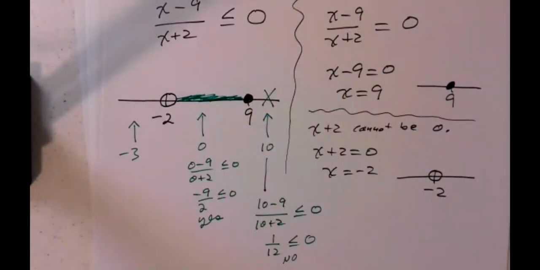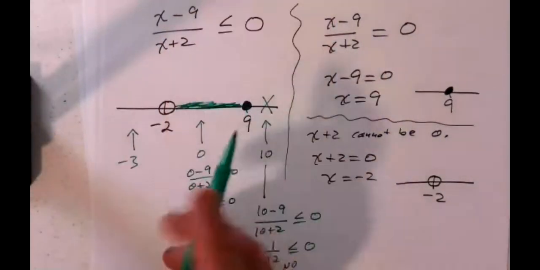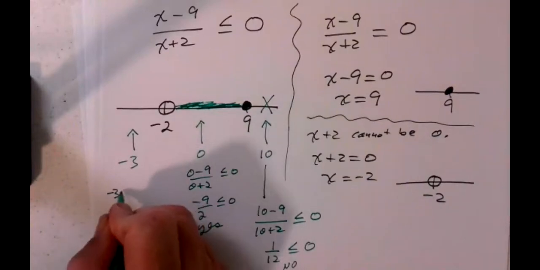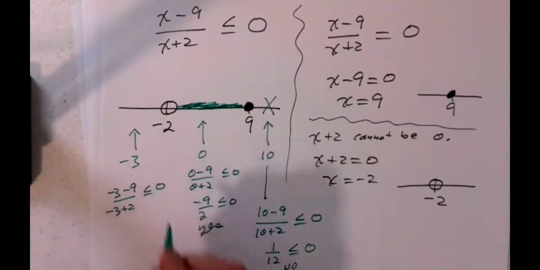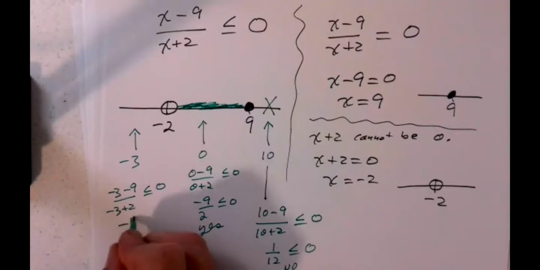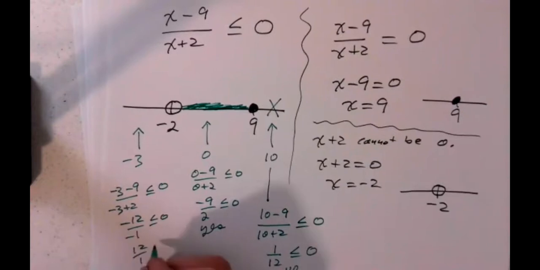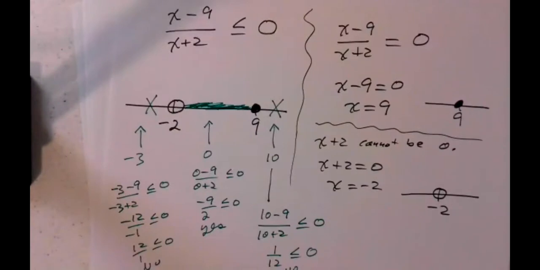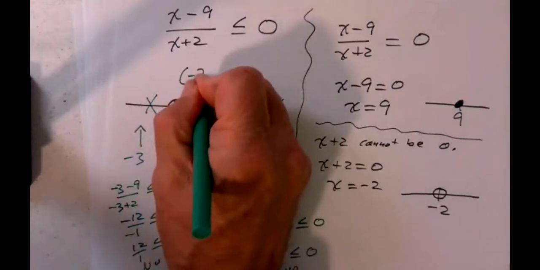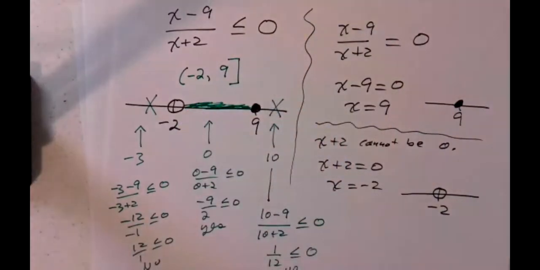And then my last slot here is -3. So we'll plug -3 in for x. So (-3 minus 9) over (-3 plus 2). Is that less than or equal to 0? That is -12 over -1. Is 12 over 1 less than or equal to 0? That's also no. So according to this, my answer will be round bracket -2, 9, square bracket.